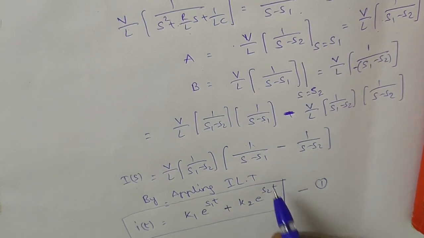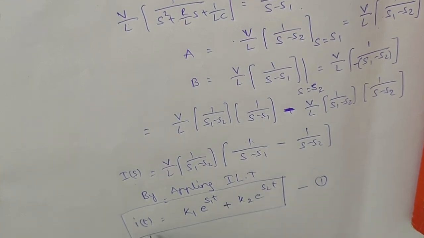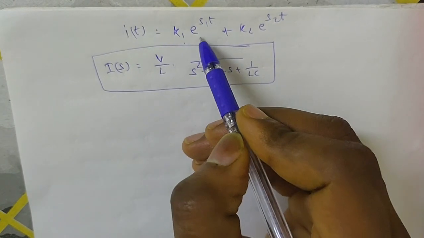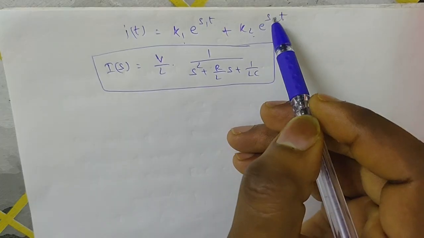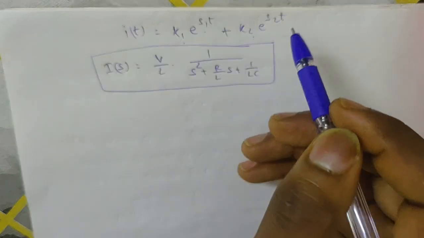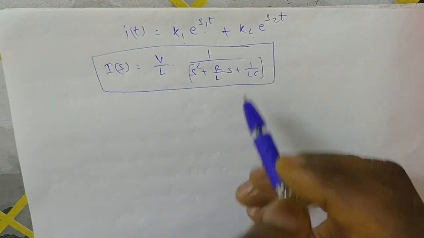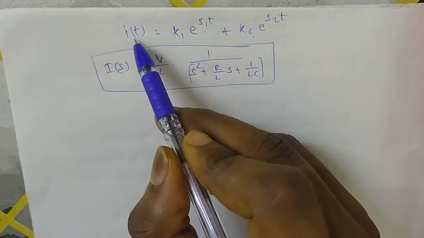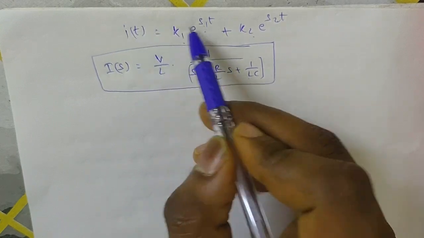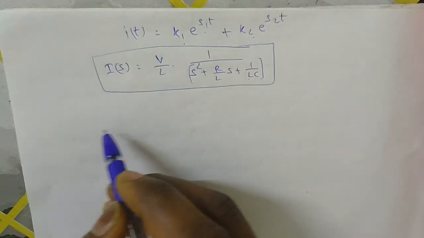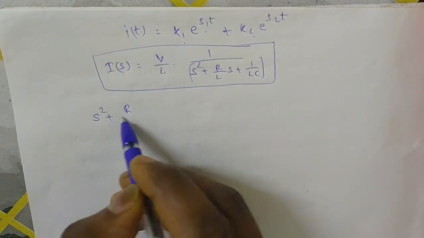Based on the roots, the current response will be changing. In the time domain, we obtained k1 e power s1 t plus k2 e power s2 t. These s1, s2 are obtained from the roots. If you obtain these roots and place them here, then the transient response of this current will be derived.